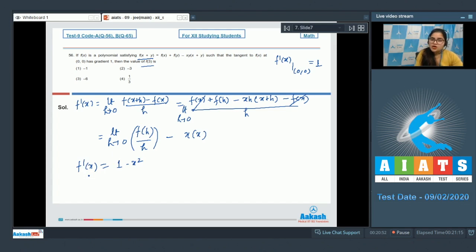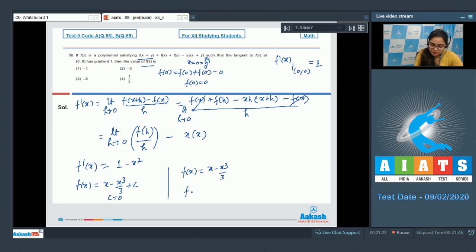So just integrate on both sides with respect to x. So you are getting f of x is equal to x minus x cube by 3 plus c. Now just replace x equal to 0 equal to y in this relation. So you are getting f of 0 is equal to f of 0 plus f of 0 minus 0. So from here you are getting f of 0 equal to 0. So when you substitute (0, 0) here, you will get c equal to 0. So now you have the equation f of x equal to x minus x cube by 3.